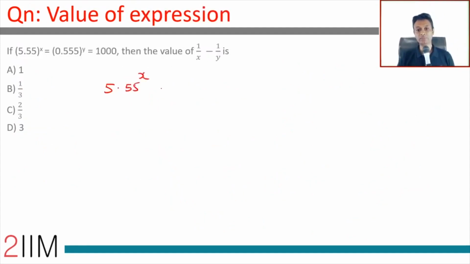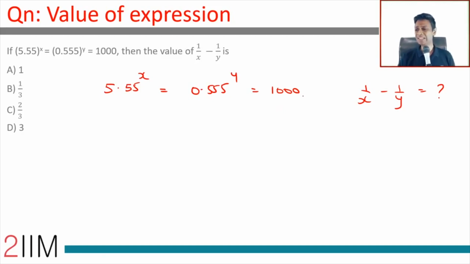5.55 to the power x equals 0.555 to the power of y equals 1000. It's an absolutely wonderful question. From exponents and logarithms, 1 by x minus 1 by y. What is this? Fine. I tried and struggled in this exam and didn't get it right. It took me a long time and I didn't get it and I got lost. I should have probably been better at handling this.